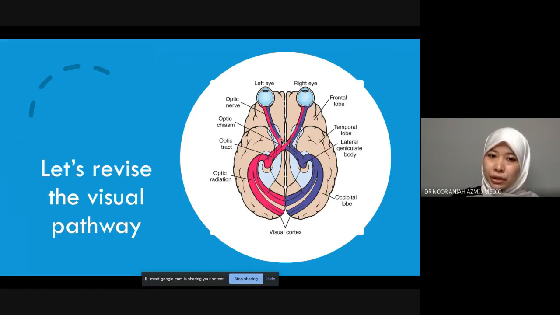So at the place where they cross is called the optic chiasma, and then subsequently, they form the optic tract until they synapse at the lateral geniculate body. And then the fibers that leave the lateral geniculate body are called the optic radiation, and they will run to the visual cortex, which is the occipital lobe.